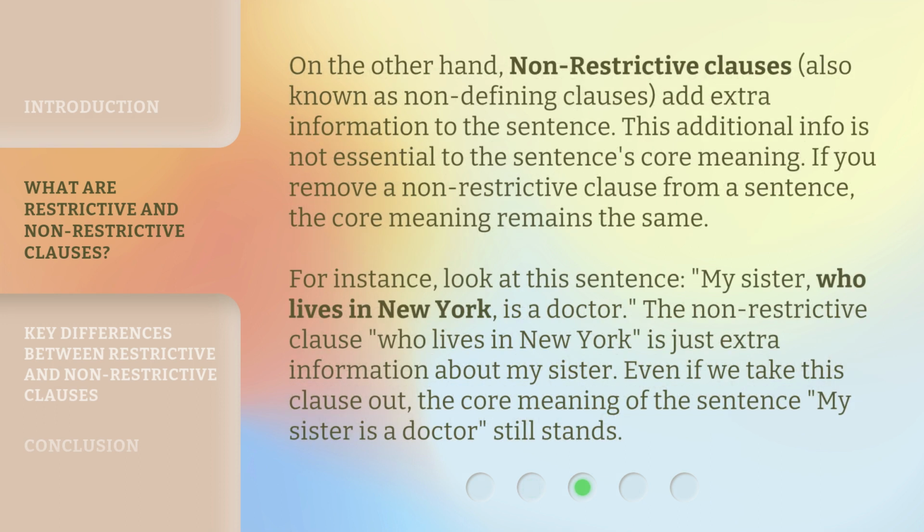On the other hand, non-restrictive clauses, also known as non-defining clauses, add extra information to the sentence. This additional info is not essential to the sentence's core meaning. If you remove a non-restrictive clause from a sentence, the core meaning remains the same. For instance, look at this sentence: "My sister, who lives in New York, is a doctor." The non-restrictive clause, "who lives in New York," is just extra information about my sister. Even if we take this clause out, the core meaning of the sentence, "My sister is a doctor," still stands.